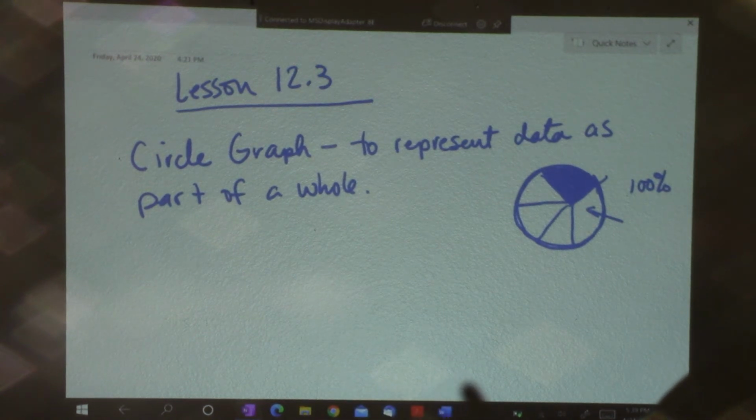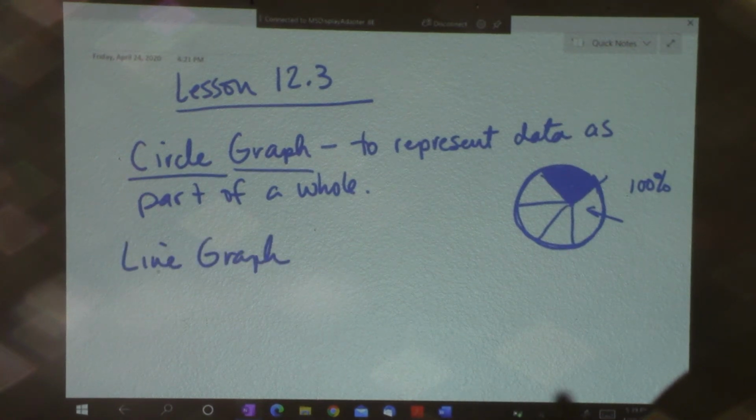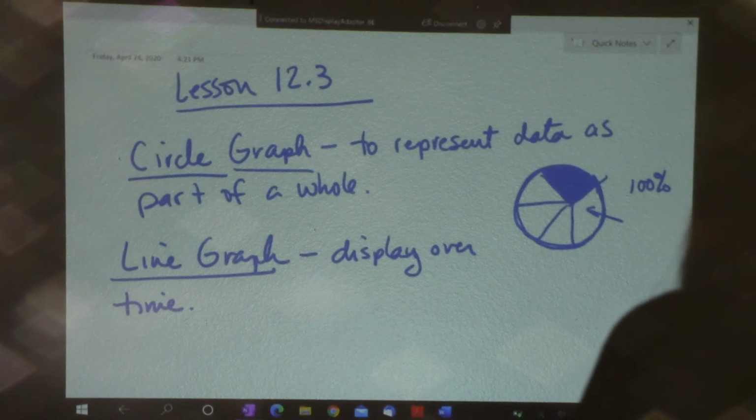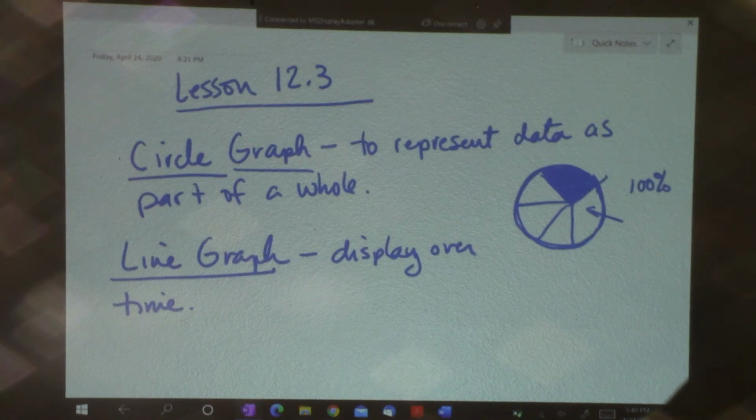The next one is a line graph, and we talked about this. We use a line graph when we're displaying data over time. If you're showing a change or lack of change, what data does in years, in months, in seconds, in decades, all different time frames. That's when you want to use a line graph.